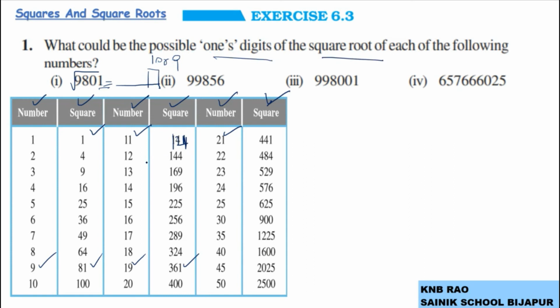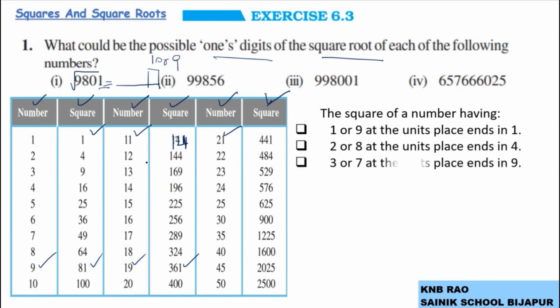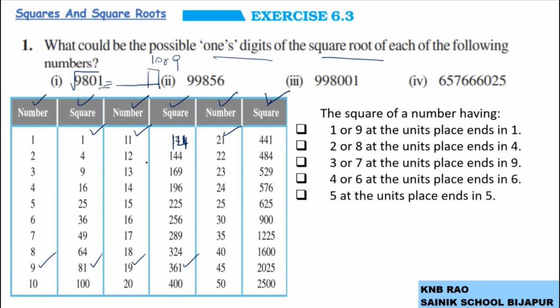This is how you have to think. So the same thing which I explained to you: the square of a number ending in 1 or 9 at the units place ends in 1 only. That property we have used here. Similarly, you have to answer the rest of the questions based on this property we have learned.